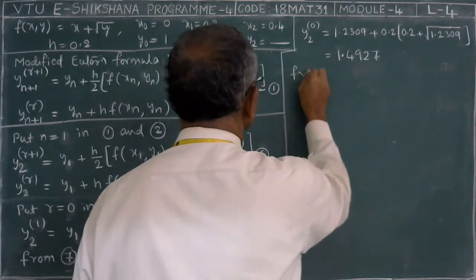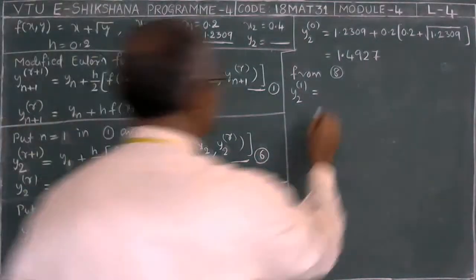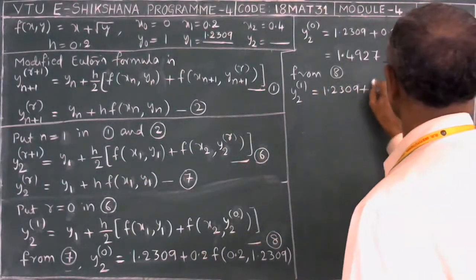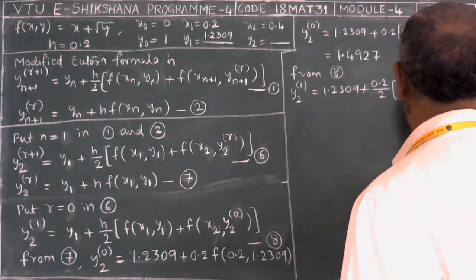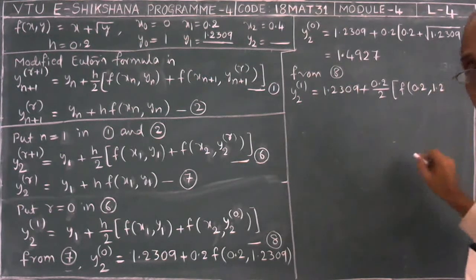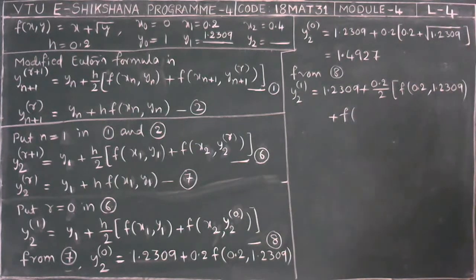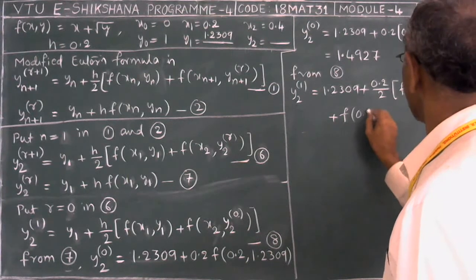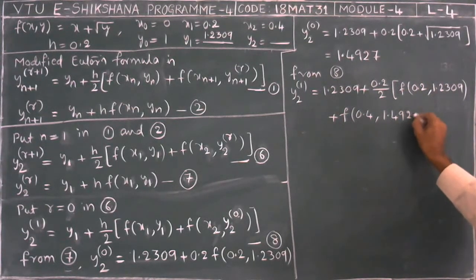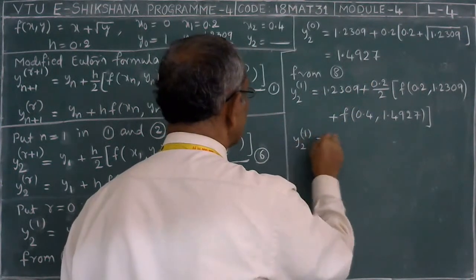Now, substituting y2 0 in A, we get y2 1. From equation A, y2 1 is equal to y1, which is 1.2309, plus 0.2 divided by 2 into f of x1 comma y1, that is f of 0.2 comma 1.2309, plus f of x2 comma y2 0, where y2 0 is 1.4927. Close the bracket. Now apply the definition and then compute.